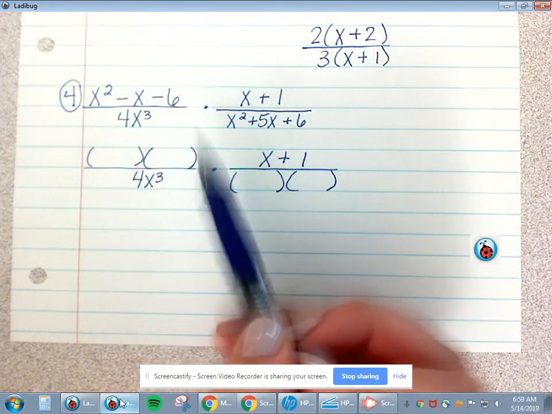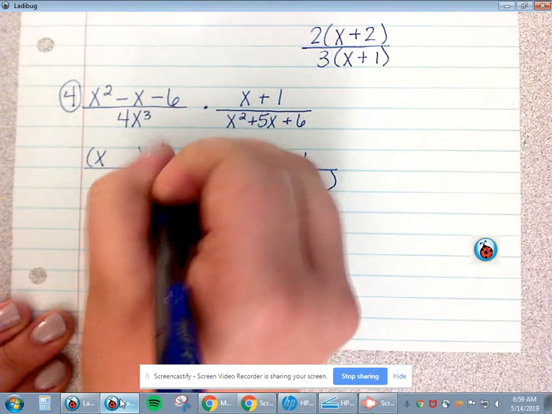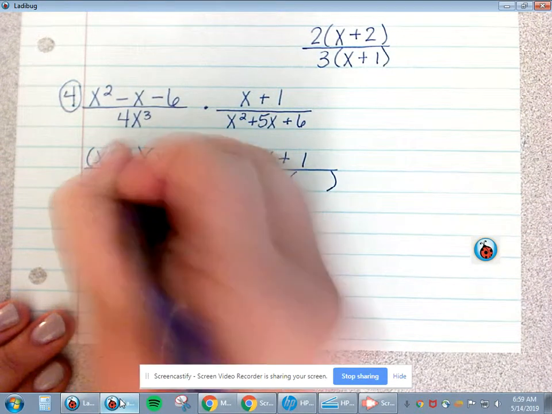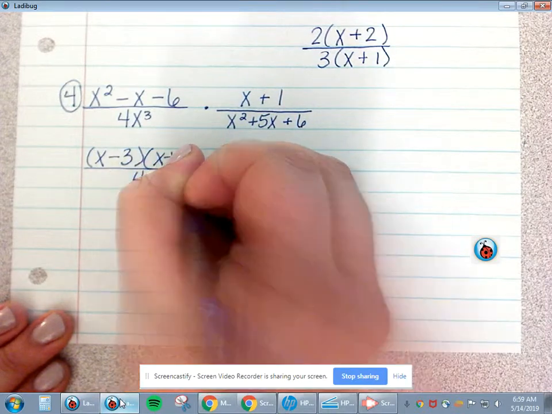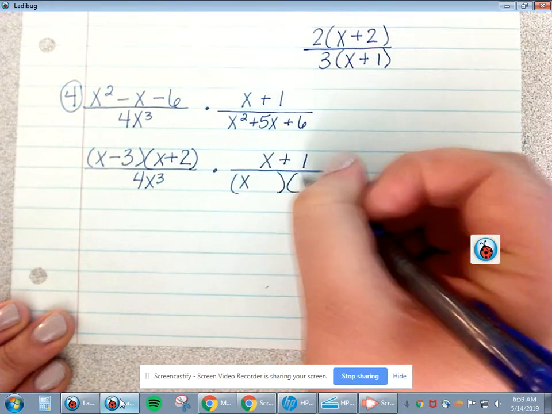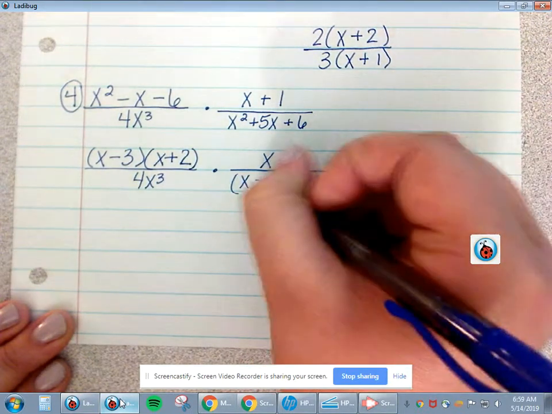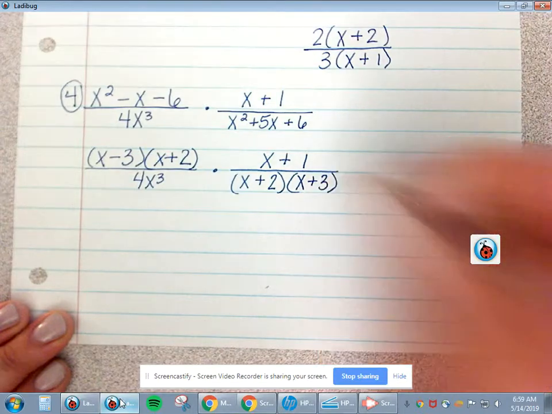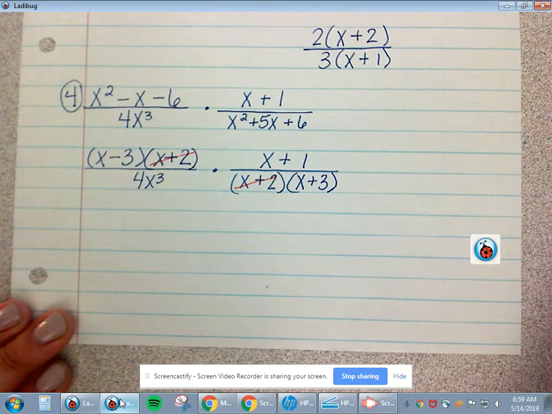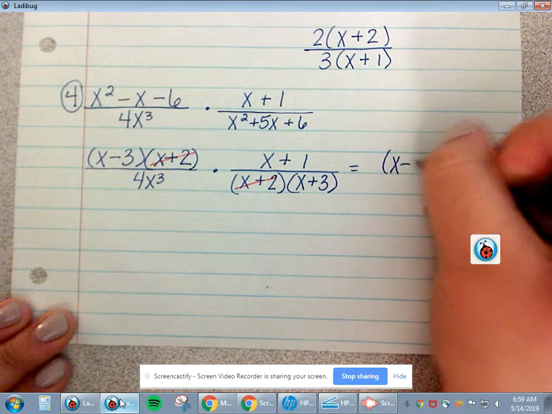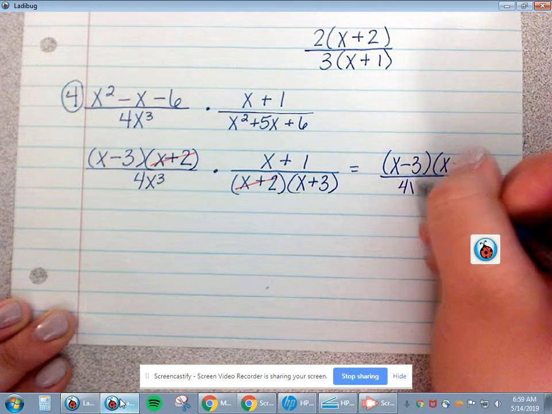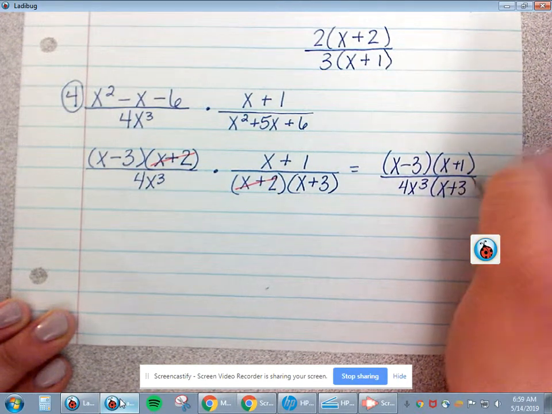So for this guy, we're going to do factors of 6 that add to -1. So that should be a -3 and a +2. And on this one, factors of 6 that add to 5. So we'll have to do a +2 and a +3. So we can see we've got this x plus 2 on top and bottom that'll cancel. And I'm left with x minus 3, x plus 1 over 4x cubed times x plus 3.